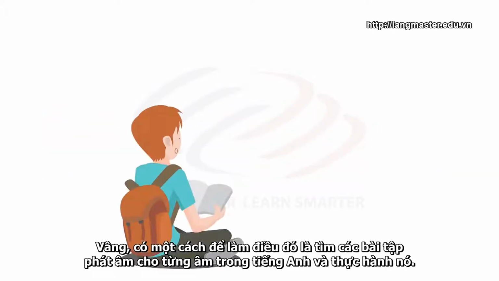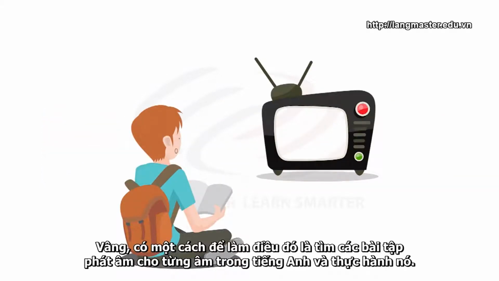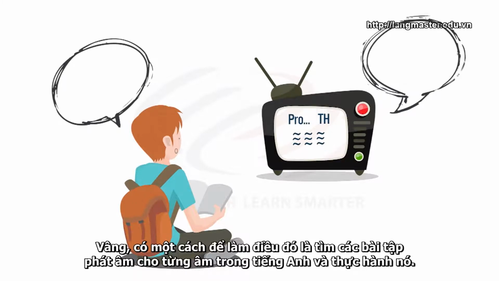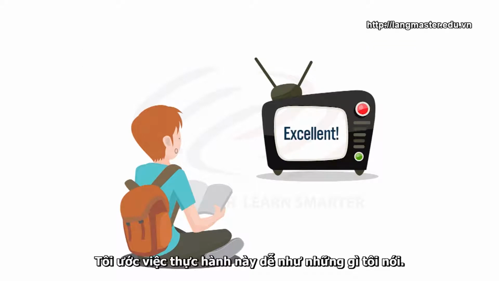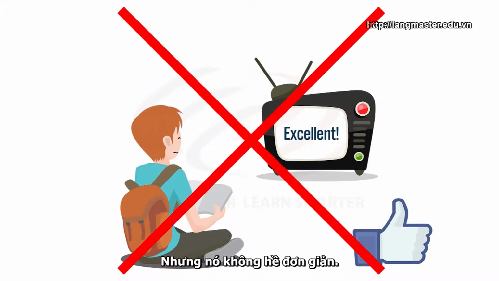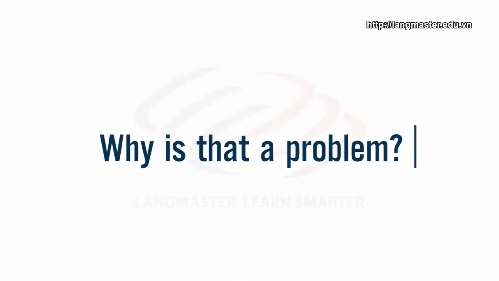Well, one way to do that is to find some pronunciation exercises for each sound in English and just practice. After you've practiced making all the sounds, you will have the perfect pronunciation. Now, I really wish it were that simple, but it's not. There is a problem. And the problem is the sounds in English are very similar to each other. Now, why is that a problem?